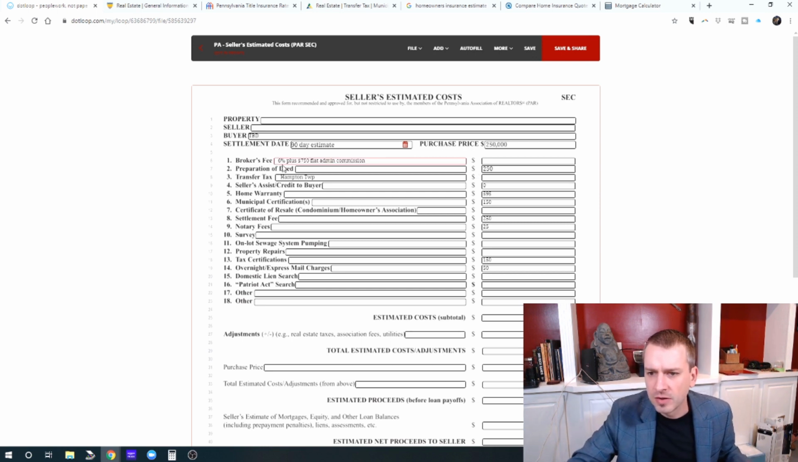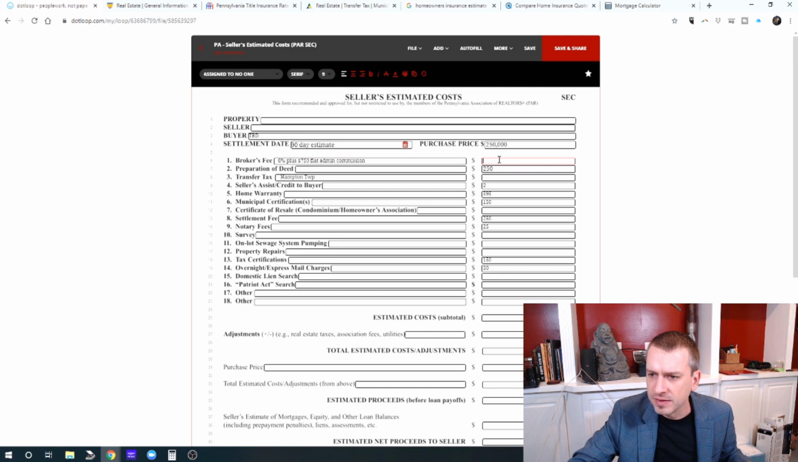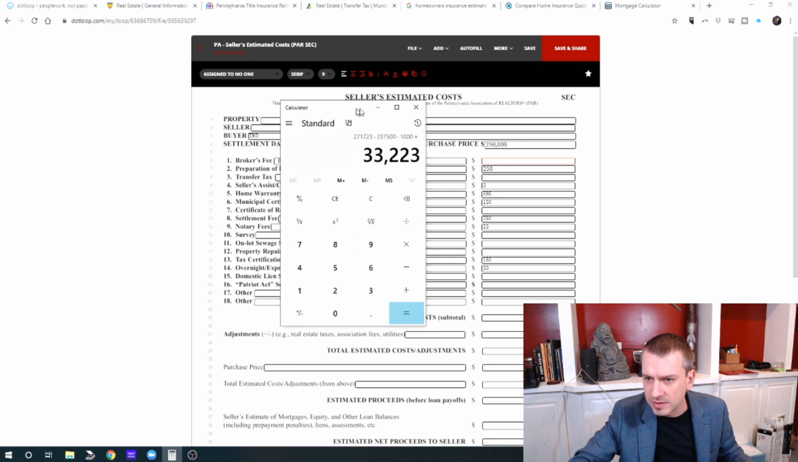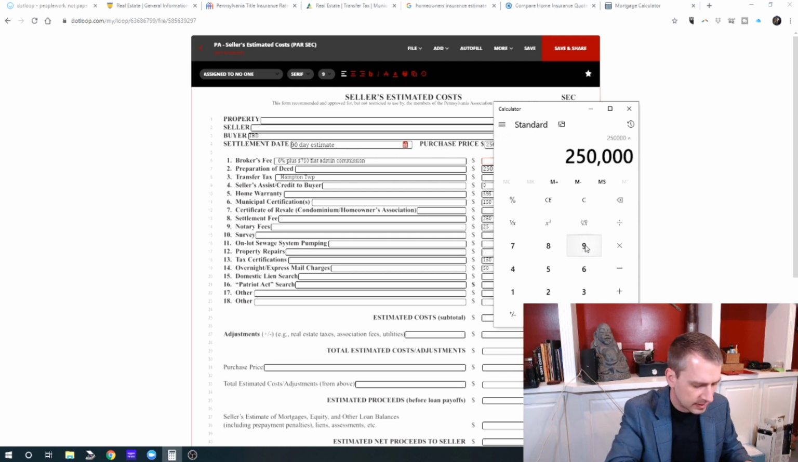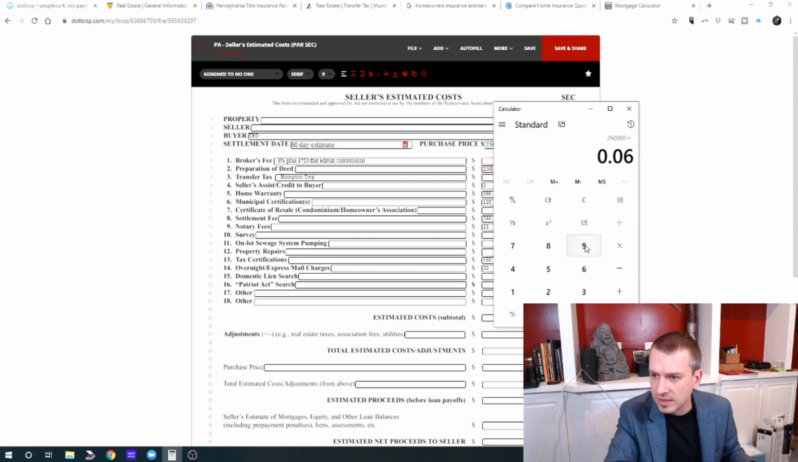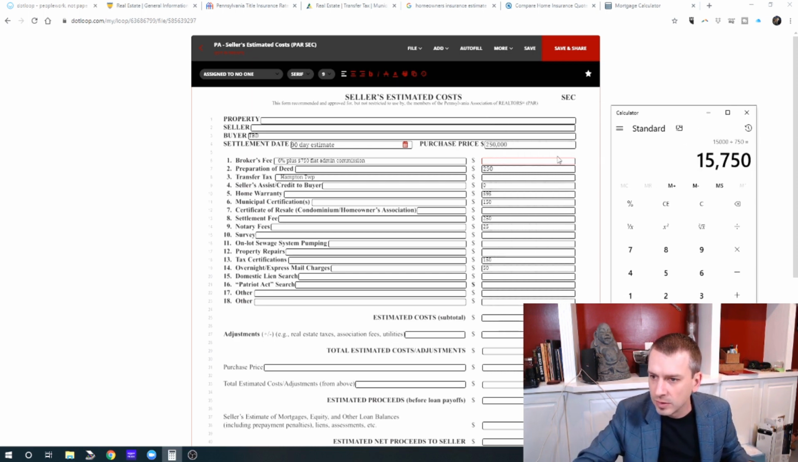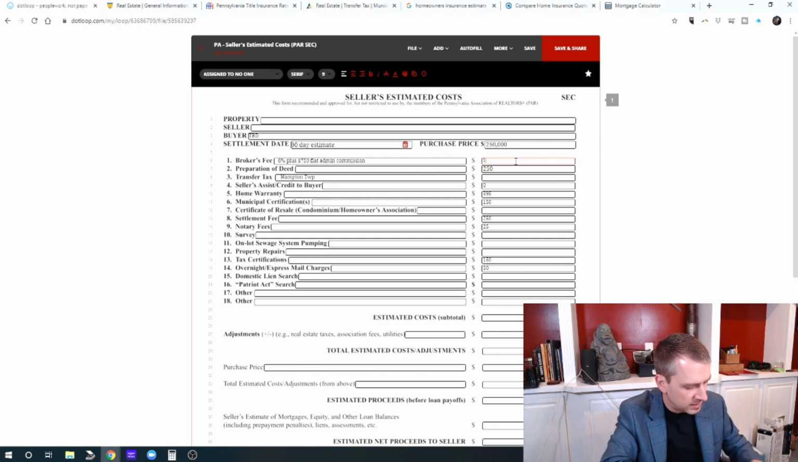First things first, our broker's fee is based off of the sale price. We're going to say the sale price is full ask price, and we're going to calculate the commission plus the admin fee. So we've got a $250,000 list price times 6% commission, and then we've got the flat fee of $750. So that's how I do that. Quick calculation, $15,750.